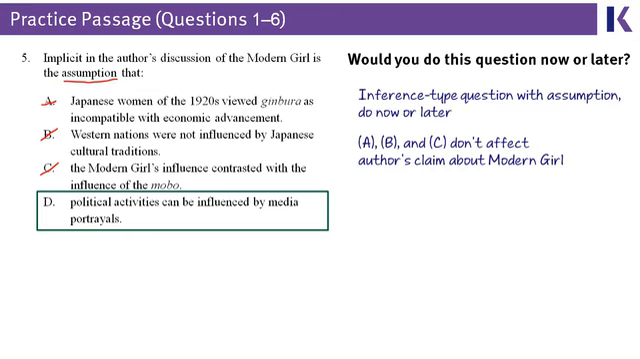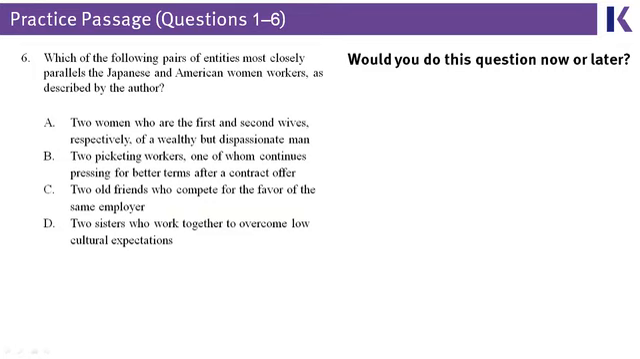Finally, we'll take a look at number 6, and this is an interesting one where you're being asked to reason which pairs in the answer choice look like the Japanese and American women that the author discusses in the passage. This one's going to take a lot of reasoning as you go through the answers and try to understand what each answer choice means and then compare it to the Japanese and American women from the passage.